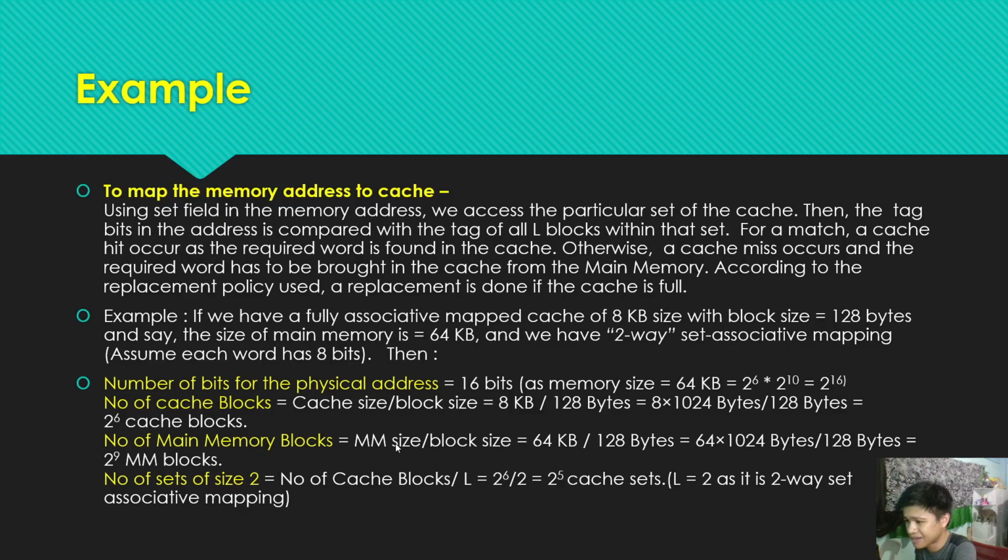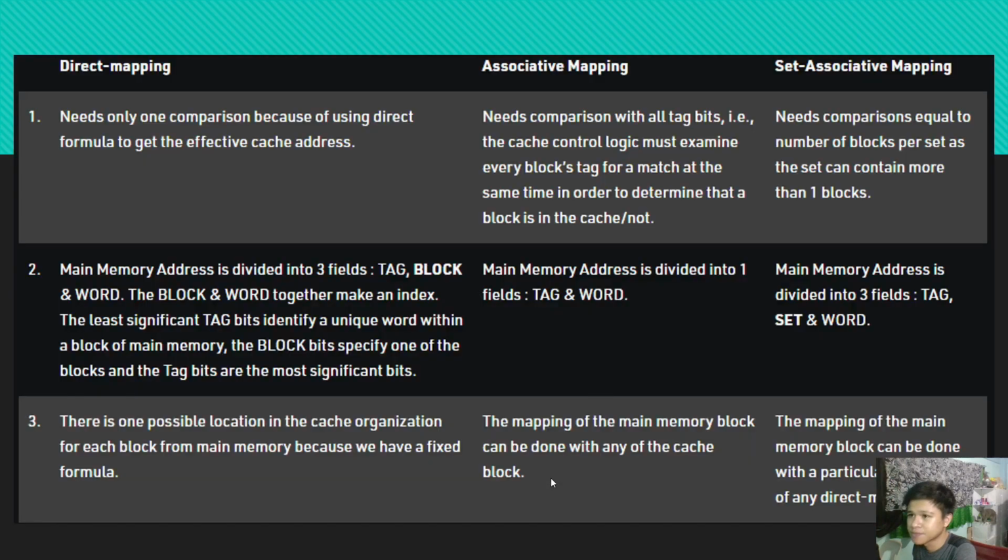So in here, instead of just the size, this map size is now being called main memory, but still the same, divided by the block size, which is equal to 120. And then here is just the new one, which is the number of sets of size 2, which is the two-way, three-way, and so on. So just use this formula and then you will get this one. So 2 raised to 5 cache sets.